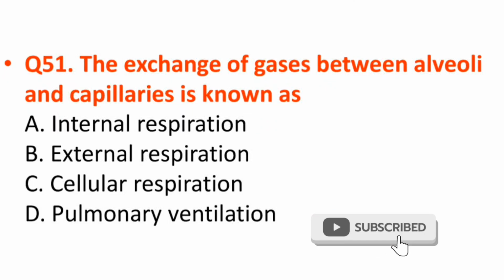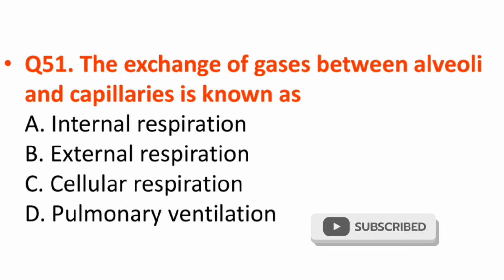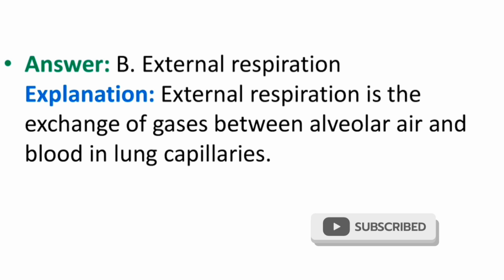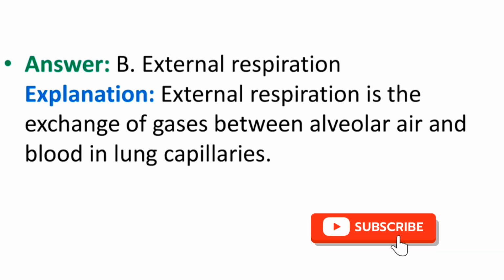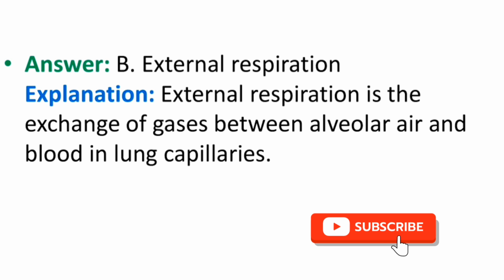Right. The exchange of gases between alveoli and capillaries is known as option A internal respiration, option B external respiration, option C cellular respiration, option D pulmonary ventilation. The correct answer is option B external respiration. External respiration is the exchange of gases between alveolar air and blood in lung capillaries.